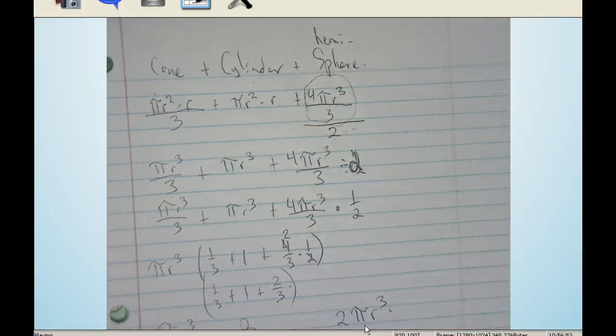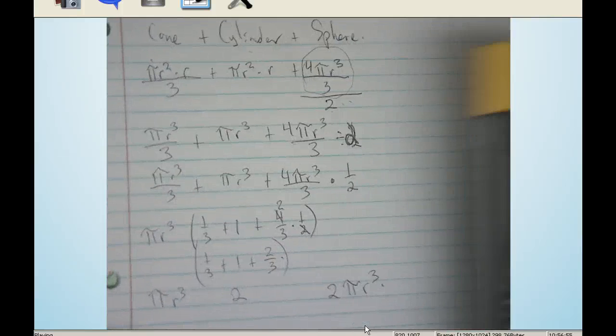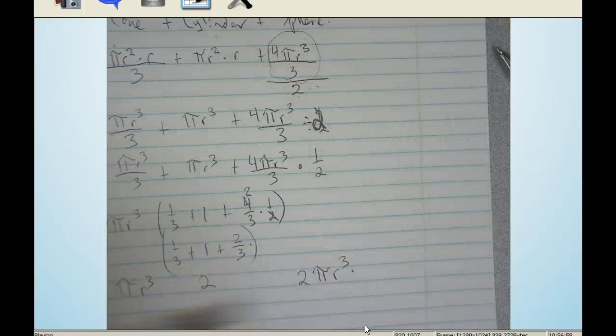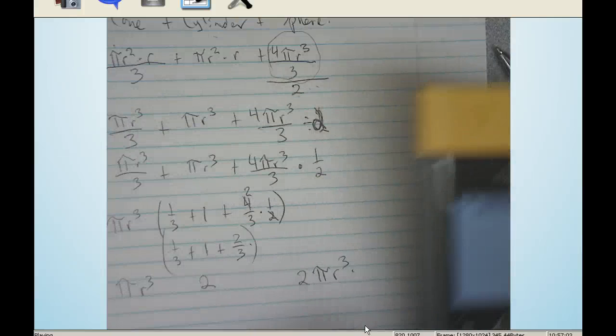Now to make sure of it, I'm going to put it in my calculator. I love my calculator because it does this kind of stuff for me. Okay, and let me just get it ready here. So let's test that out.